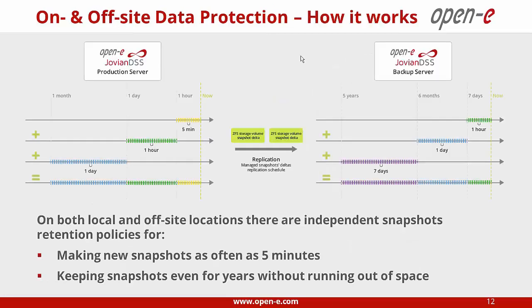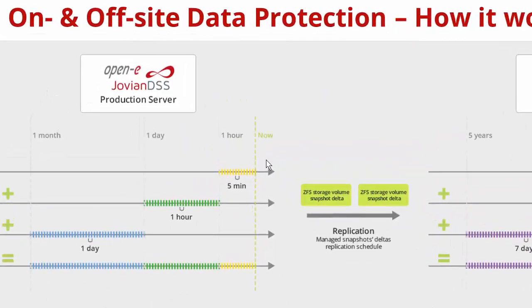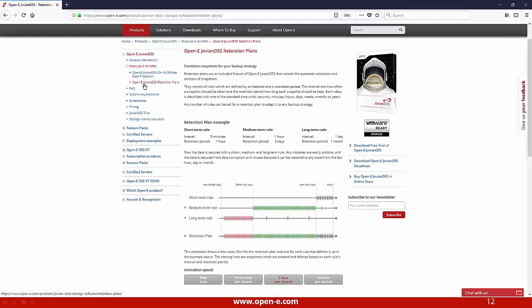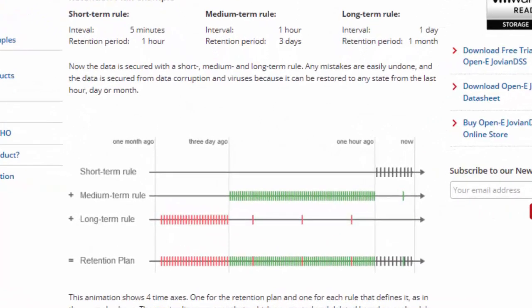We have shown here how this retention works, but I also have the web. On the web, in the Open-E Jovian retention plans, we can show how it works. You have different speeds. You can very fast emulate the snapshots, and now 10 minutes is equal to 1 second. So we see that in the last hour, we have, in this case, snapshots every 5 minutes. In the last 3 days, we have hourly snapshots. That's the green one. And in the last month, we have daily ones, right?